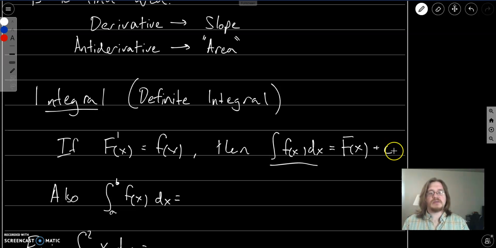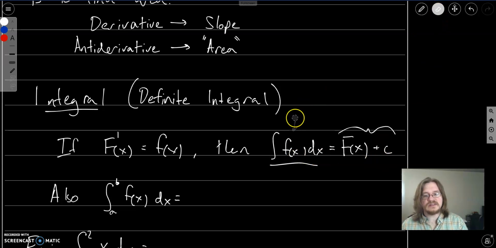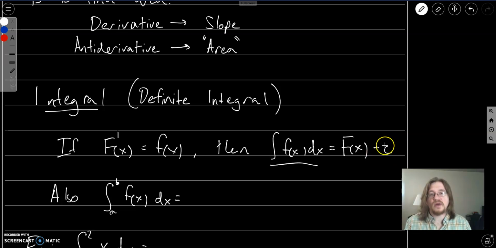And again, let me recap, why is there a constant here? If I take the derivative of this guy on the right-hand side, well, the derivative of capital F of x is little f of x, so I get what I want. And the derivative of c is 0. So the derivative of this whole thing is little f of x, and it doesn't matter what c is. So we always have to leave this constant in there because we don't know what exactly it is.